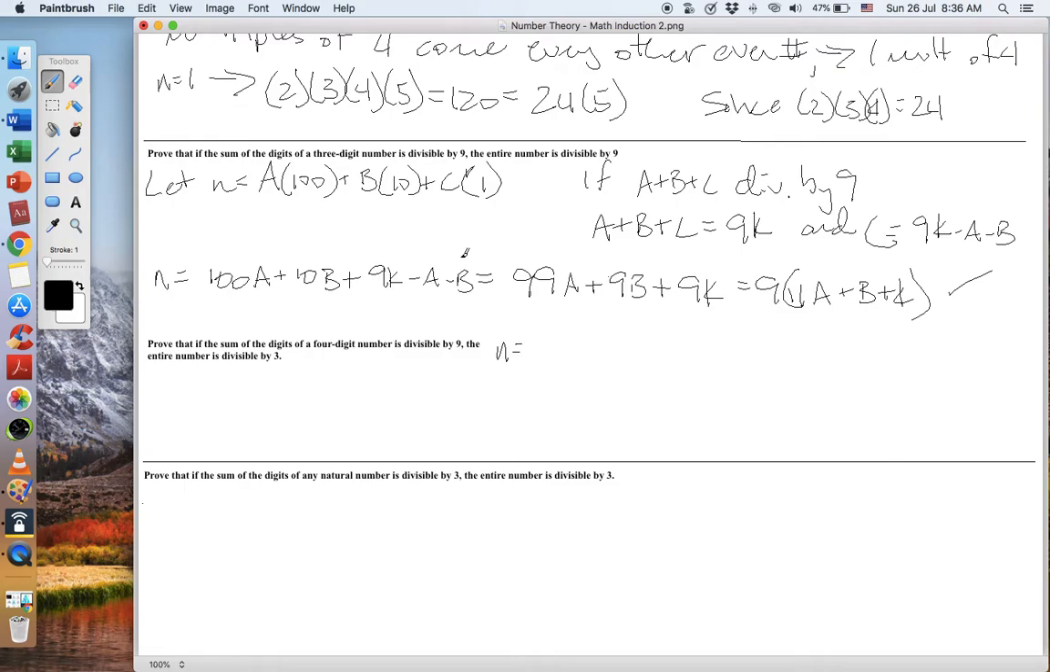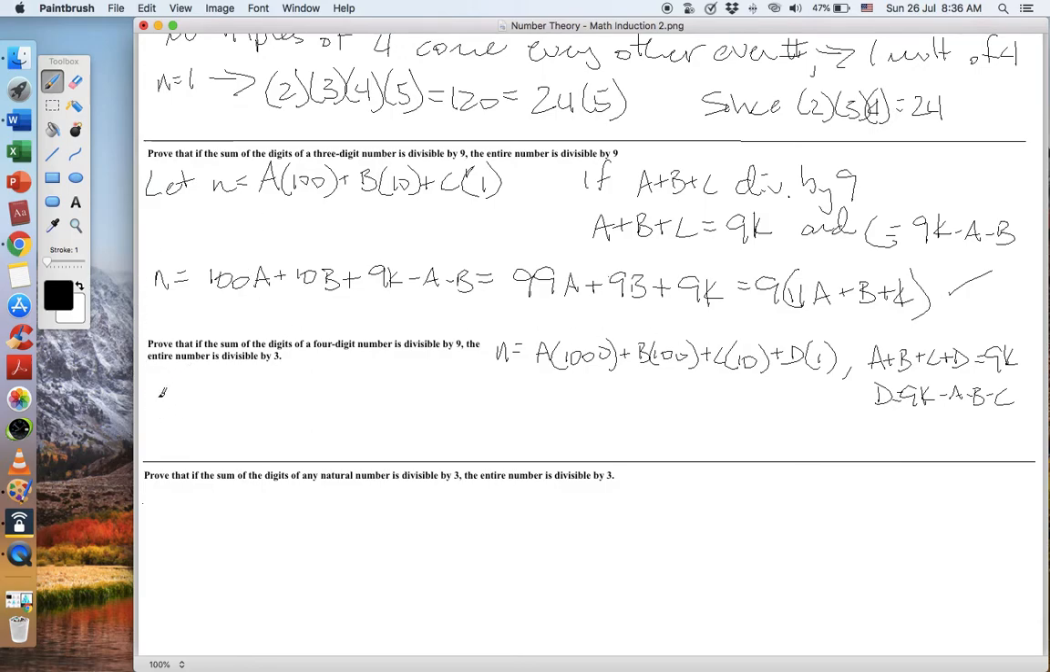N is equal to, instead of a times 100, we'll get a times 1,000 plus b times 100 plus c times 10. And then we're going to add another value there. We're going to have a d term for our ones place, d times 1. And basically the exact same thing. We're going to say a plus b plus c plus d is equal to 9k. And we're going to substitute and say d is equal to 9k minus a minus b minus c.